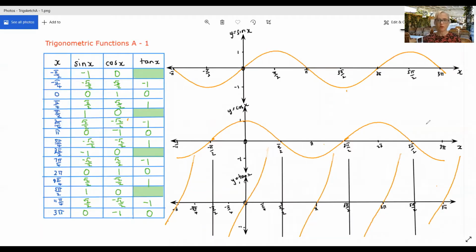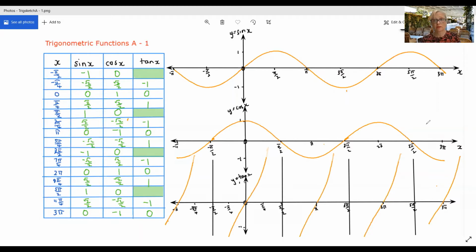I wanted to start talking about graphs of trig functions. And yes, I am going to talk about the unit circle again, because remember, your cos of an angle is the x value, your sine of an angle is the y value on your unit circle, and tan is your sine divided by your cos, or you could think of it as your y divided by your x.